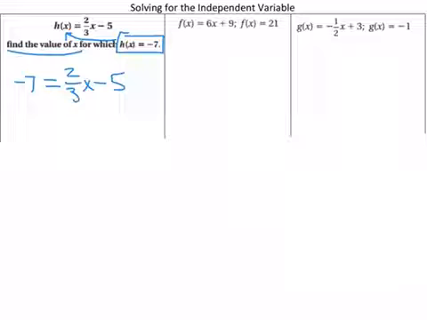So now I'm going to add 5 to both sides, where I get negative 2 equals 2/3 x.